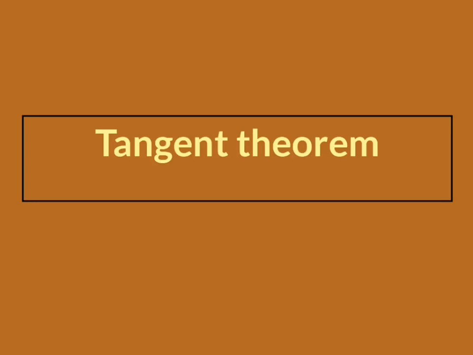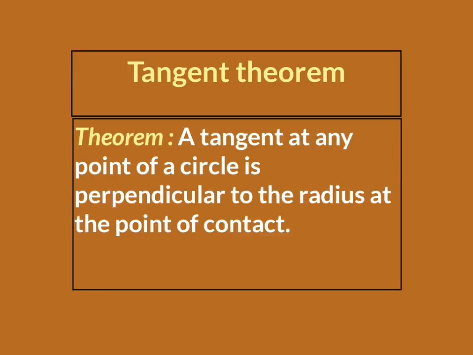We are going to learn tangent theorem. Statement of this theorem is: tangent at any point of a circle is perpendicular to the radius at the point of contact. Now the first step to prove any theorem is to draw a proper diagram.